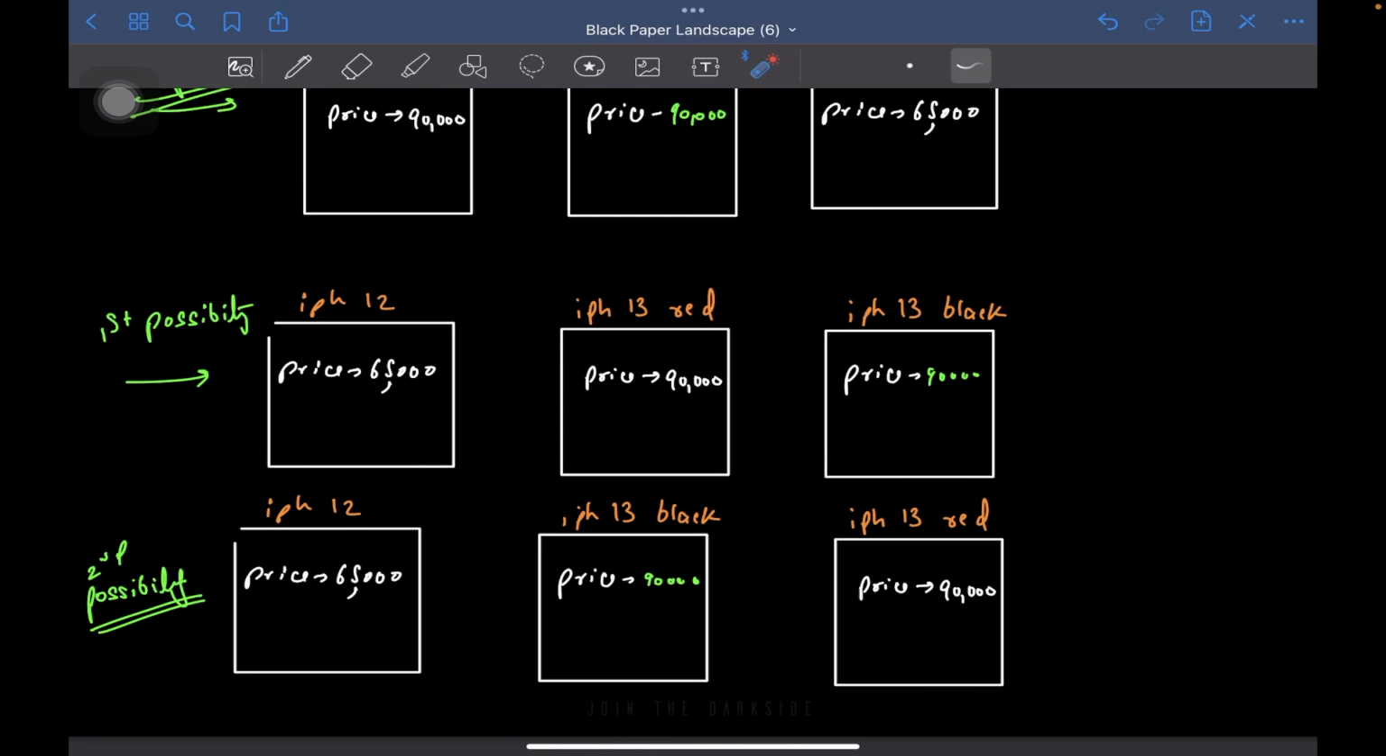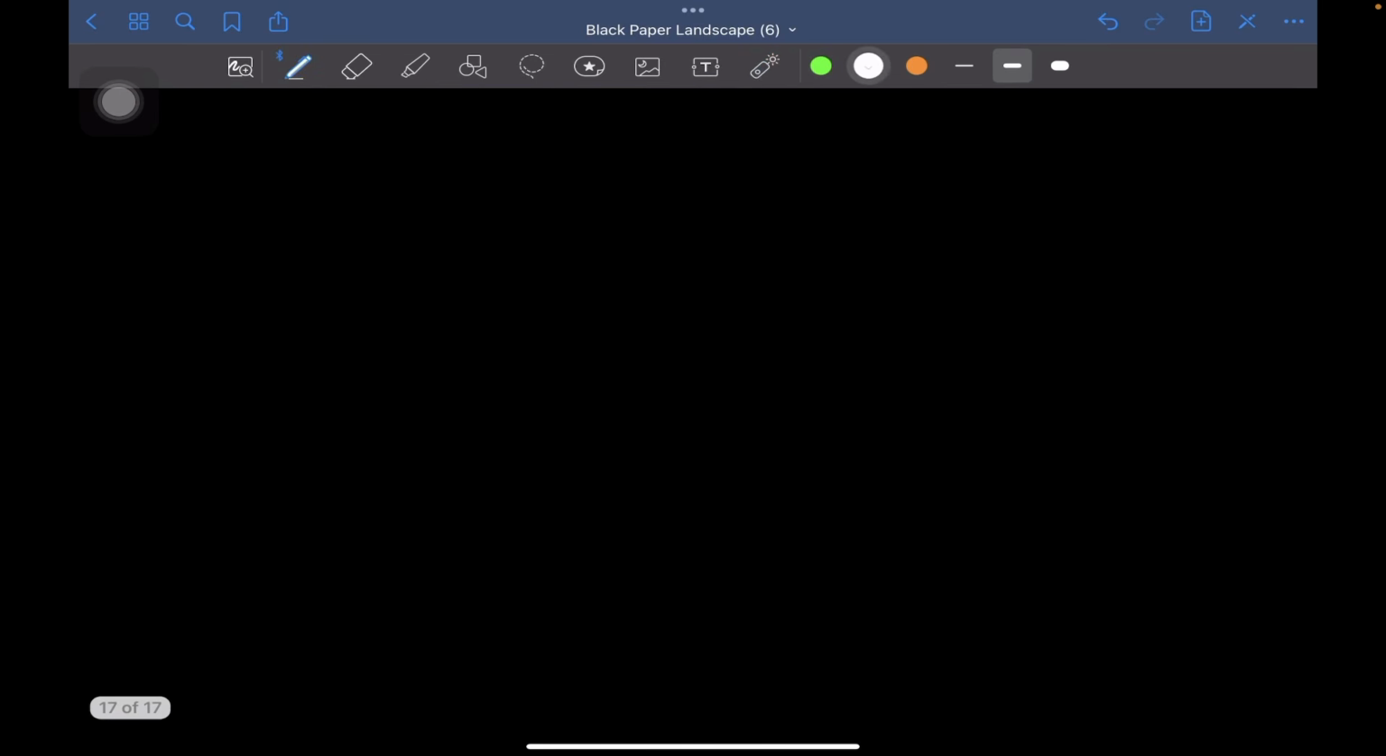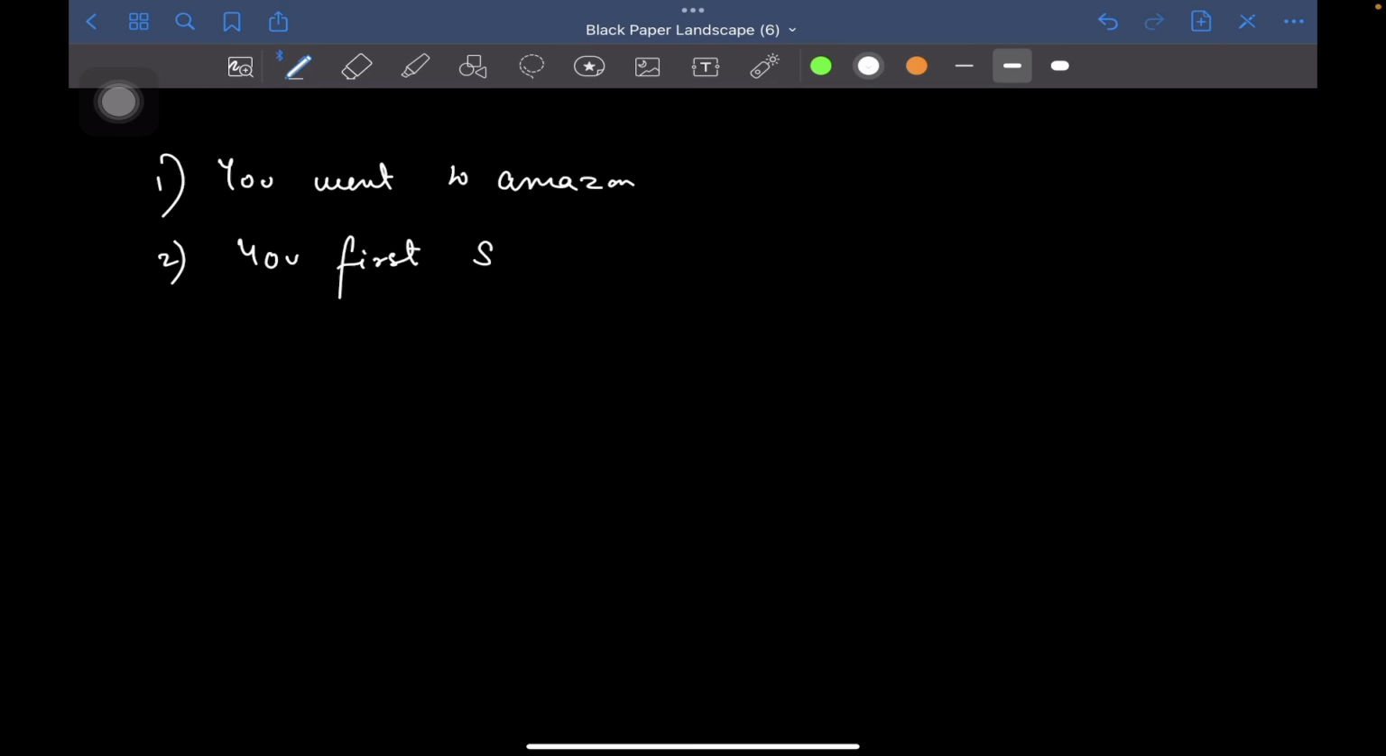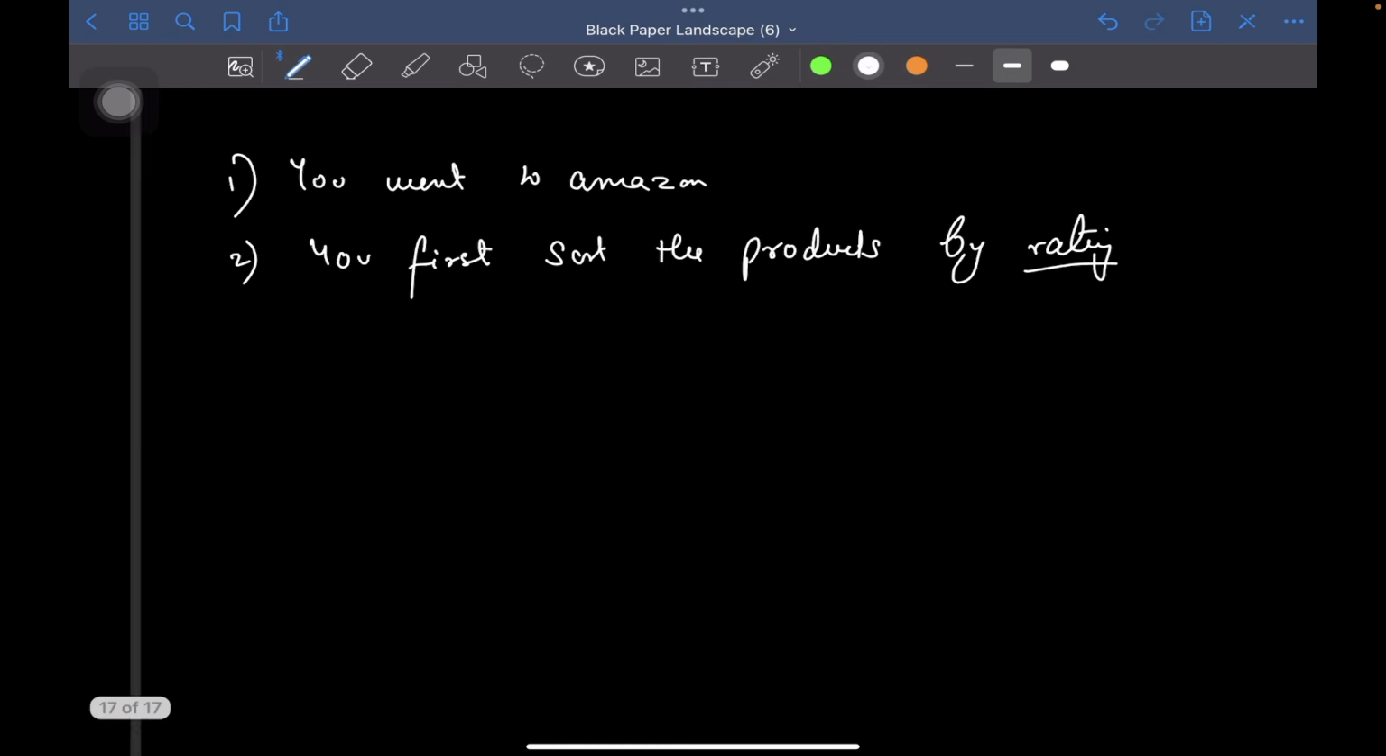Let us see. Just think about a condition where you went to Amazon. I'm just giving you a hypothetical situation; I'm not sure if Amazon does the same thing. Let's say you have to prepare an e-commerce site like that, and you first sort the products by rating.